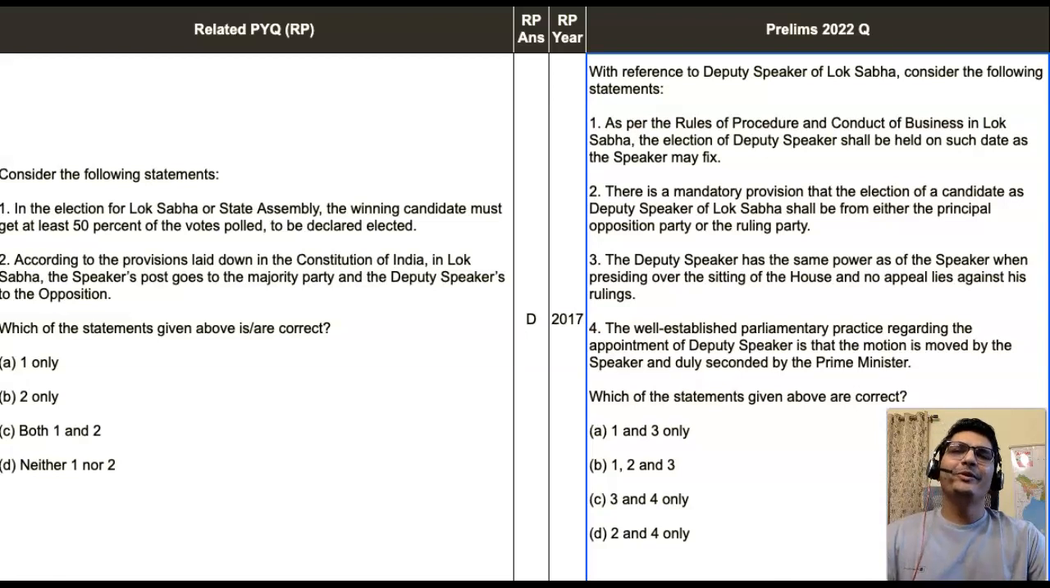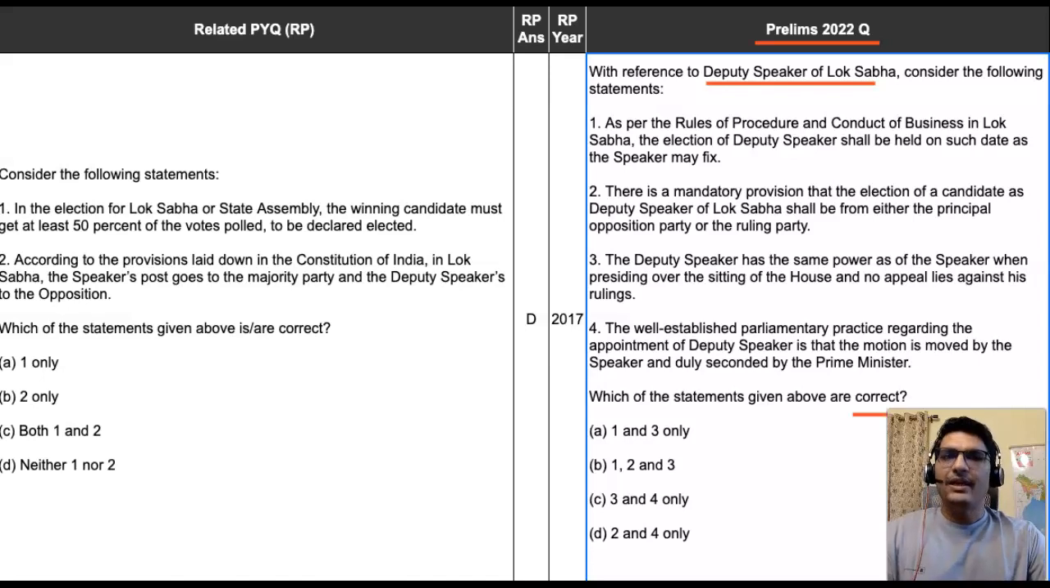Hi guys, another question of prelims 2022 that is partially solvable through previous year questions and partially through logical thinking is given on the rightmost part of your screen in the column headed prelims 2022 question. Now in this question we had four statements about the office of Deputy Speaker of Lok Sabha and we were required to identify the correct statements.